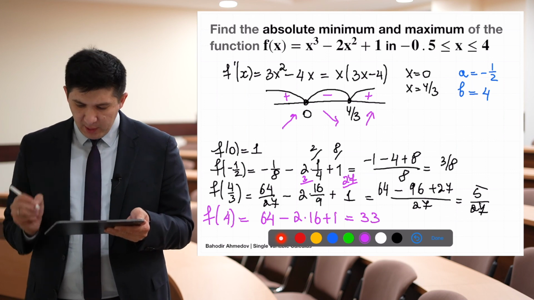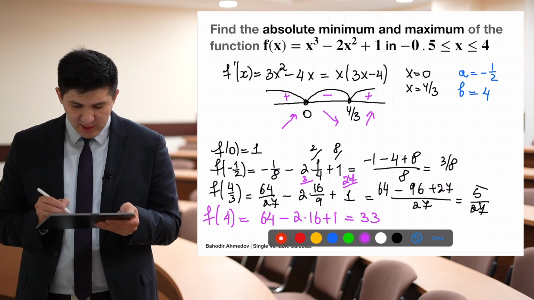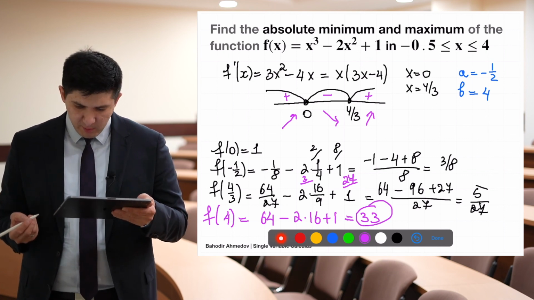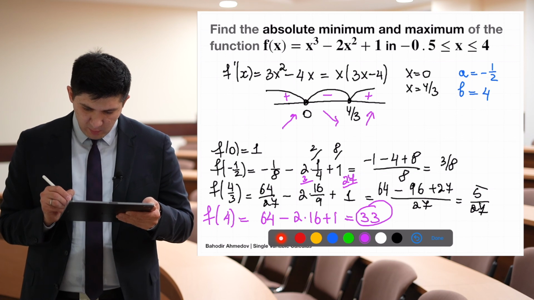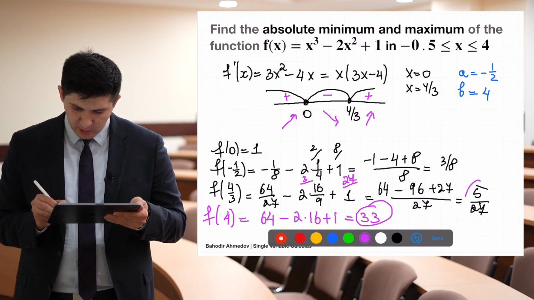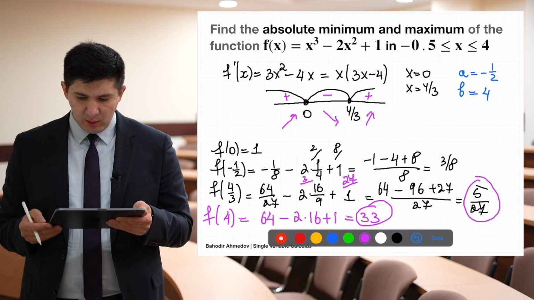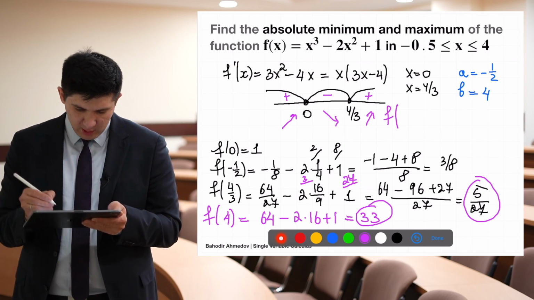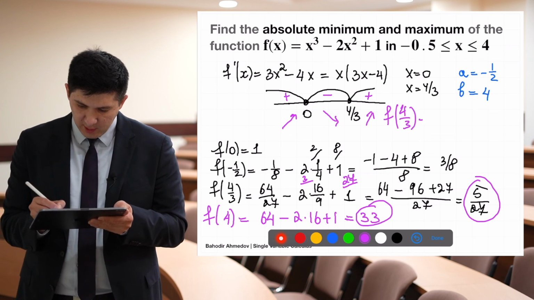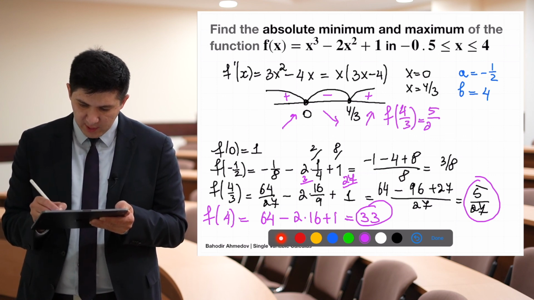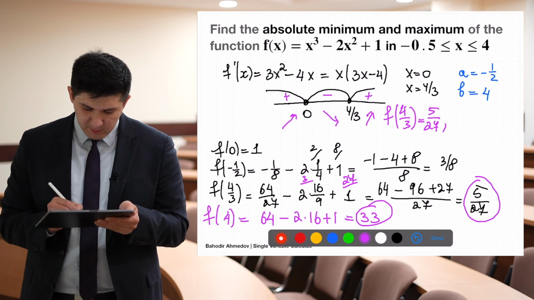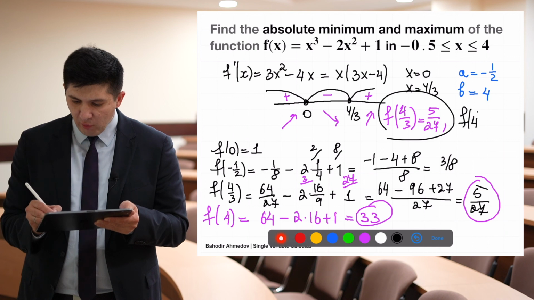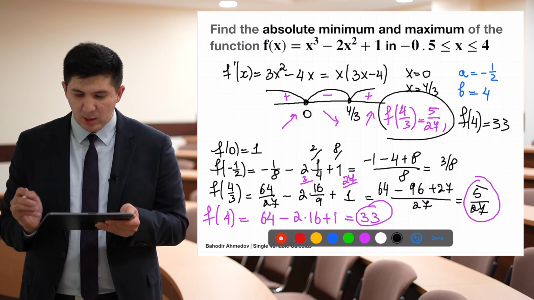Okay, so it's clear that the absolute maximum is attained here, right, with the value 33, and the absolute minimum, actually, this point is the smallest. So it's attained here, okay? So the absolute minimum is attained at 4 over 3, and this is equal to 5 over 27. And the absolute maximum is attained at 4, and this is equal to 33.